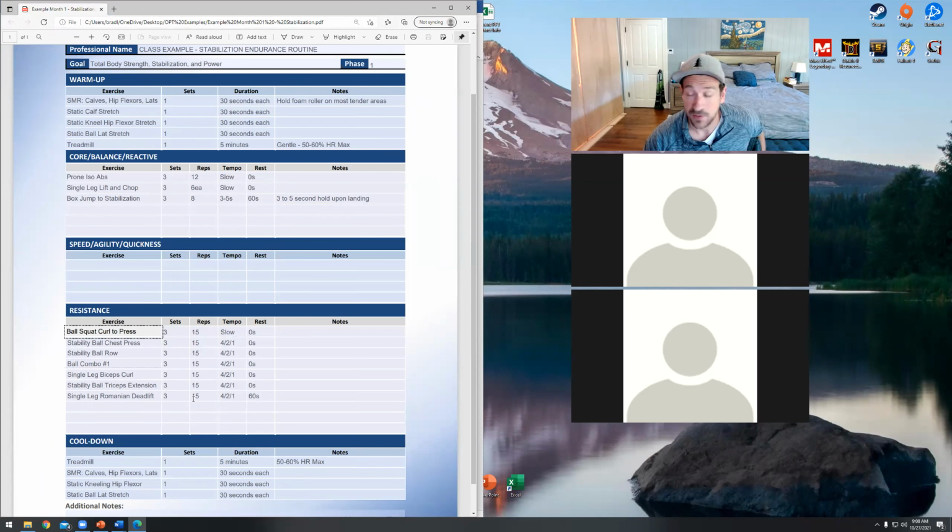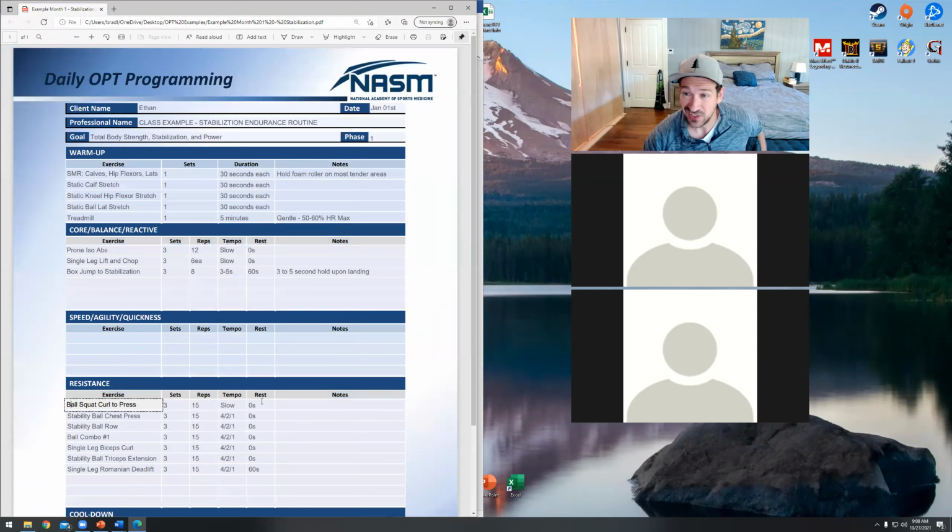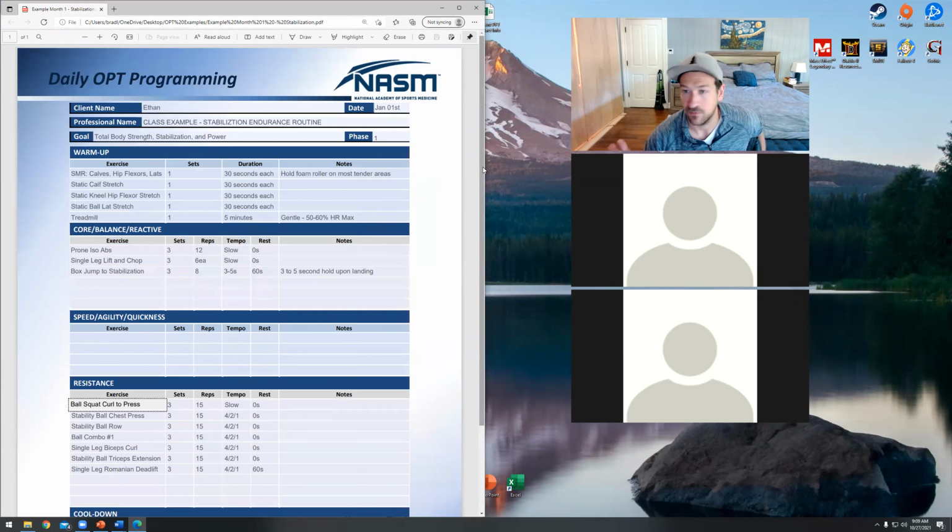If they did 3 sets of 15, Monday, Wednesday, and Friday, plus a little bit of core balance reactive stuff, plus their warm up here, it's actually not bad. I mean, it's only 9 sets per week, which ideally we want to be between 10 and 20. But for a senior client, this is a great way to maintain general fitness levels, which is exactly what they're going for.